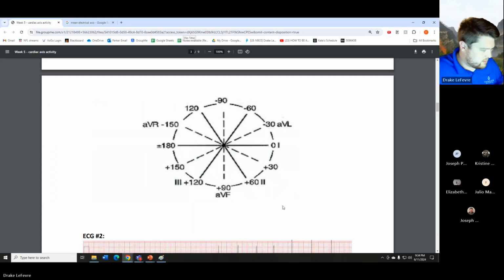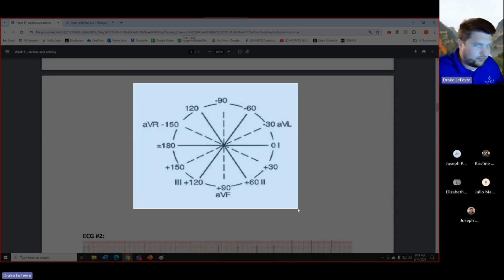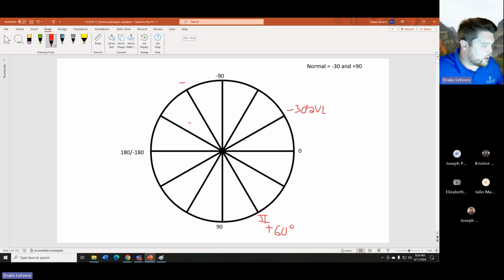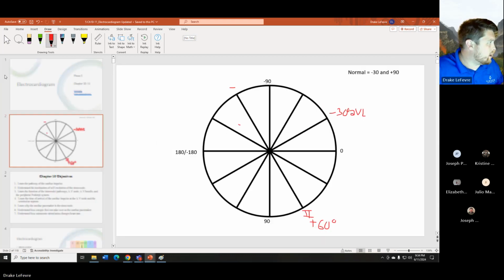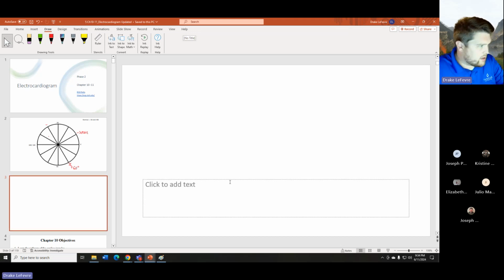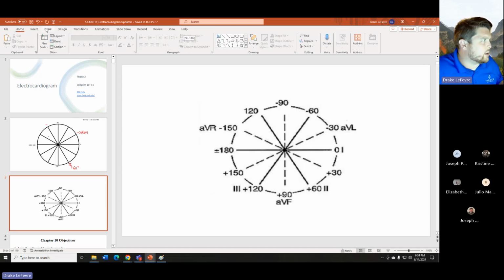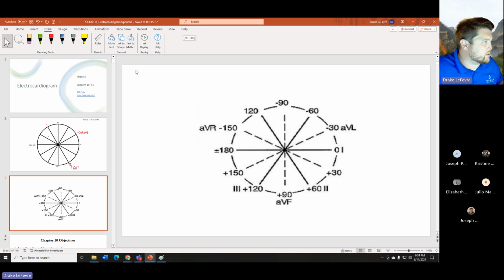Let me just do this, because I like working in PowerPoint best. Everybody has their ways that they do their own notes and stuff. I have personally found PowerPoint offers you a lot of tools.